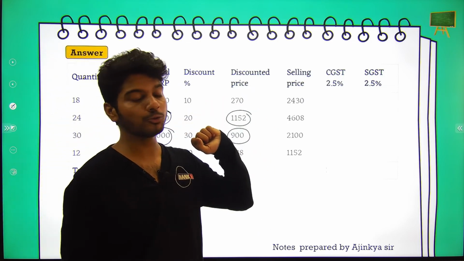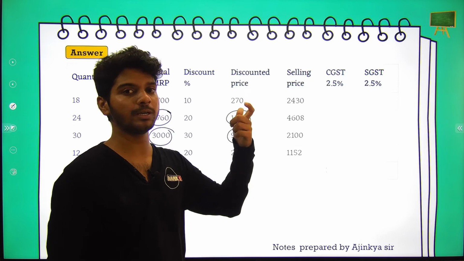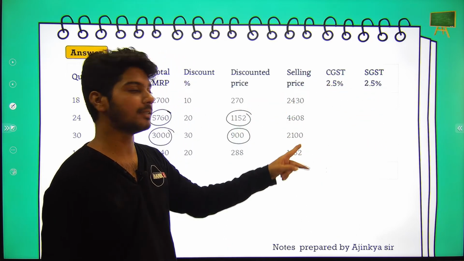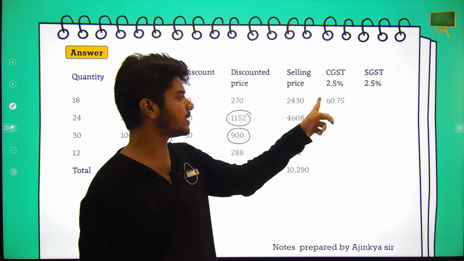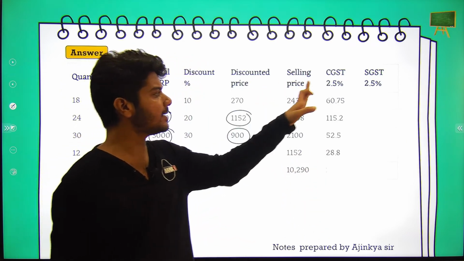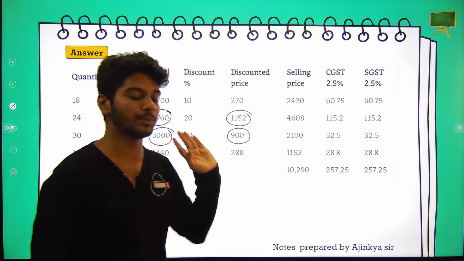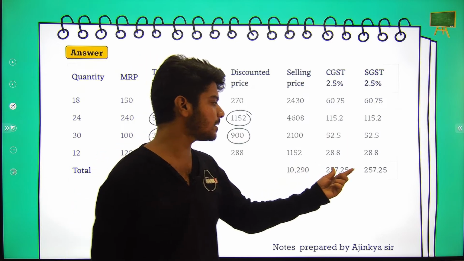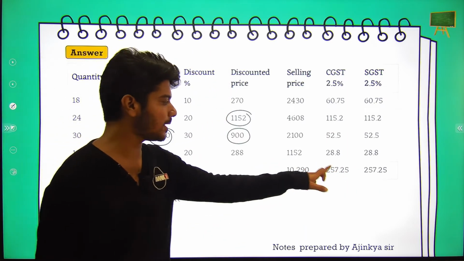Now they have already given the GST percent as 5%, so we'll divide it to get 2.5, then we will calculate 2.5% of 2430, you will get 60.75. So these are the things you will get, and the same in this column also, no need to recalculate. Now the total amount on the bill would be this plus this plus this.